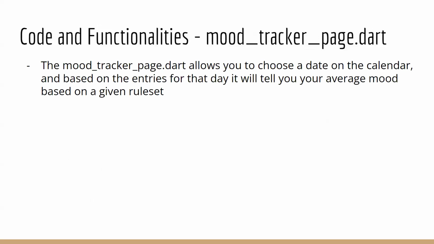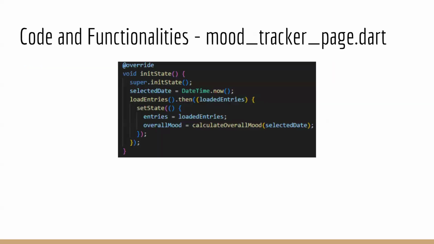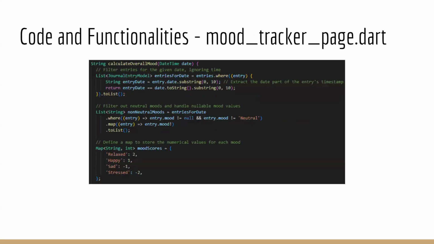Okay, the mood tracker page allows you to choose a date on the calendar, and based on the entry for that day, will tell you your average mood based on a given rule set. So this is what the mood tracker page looks like. You click on the middle and you click on a date, and then it will initialize the state. It will load all entries given. It's asynchronous, so if you decide to go ahead and edit a current mood, it'll update to reflect that. And here's the code for calculating the overall mood.